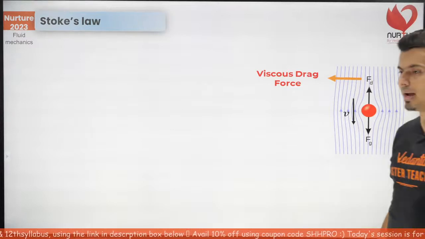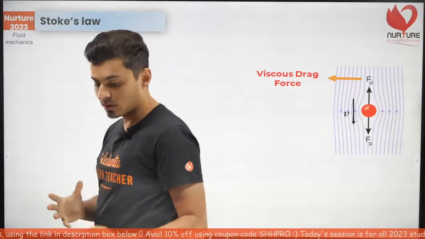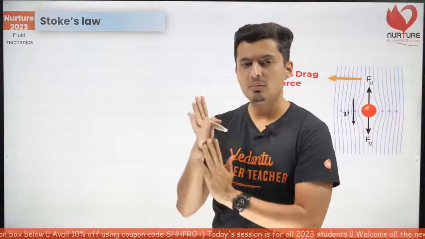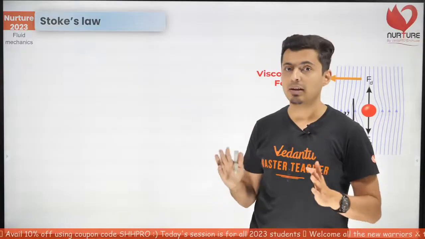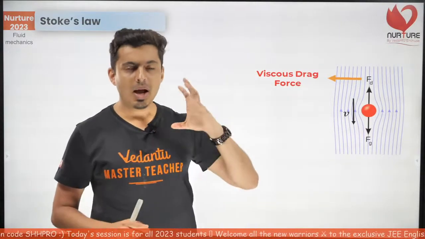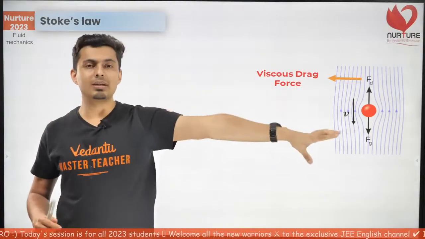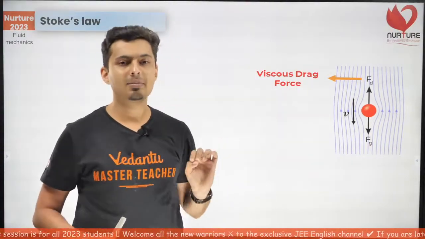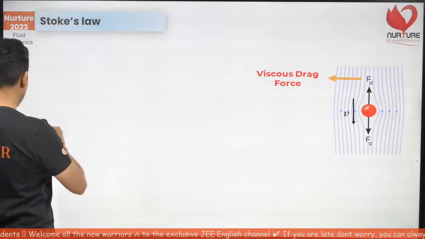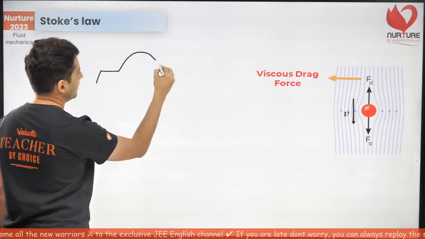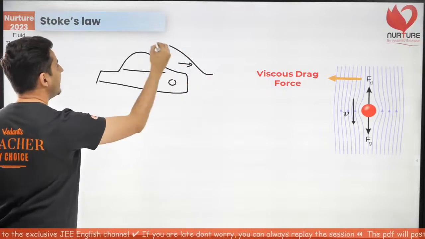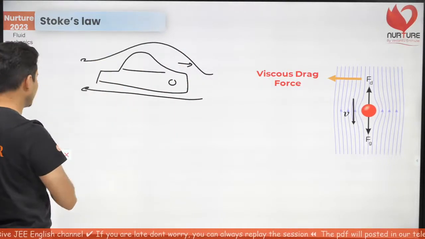So, what do we have here? Stokes Law. We just found out that when layers slide with respect to each other, there is a drag force between the molecules. But when you have an object thrown in a liquid, that also will experience drag force. Like, for example, this car. When it moves, the air around it will create viscous drag force.